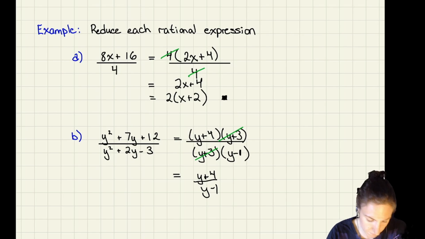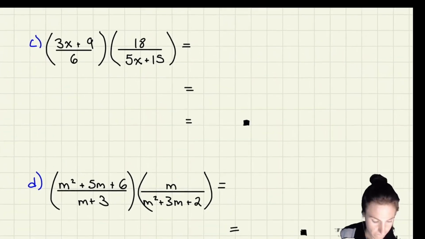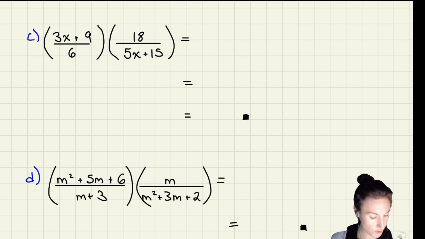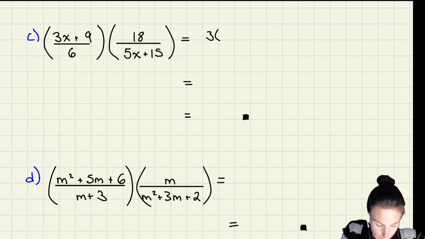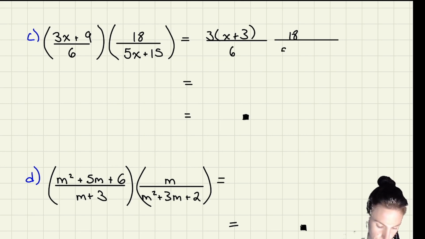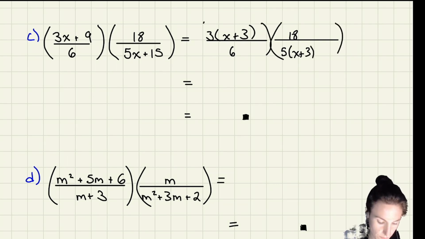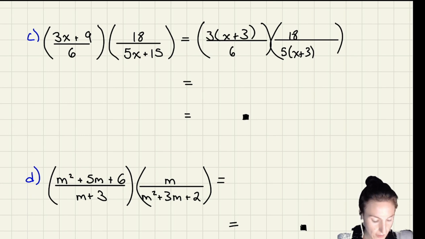and the bottom. For this next problem, we have two rational functions being multiplied together. So the first one, the numerator, we can factor out a 3, which means that we will have x plus 3. And then we can leave the 6. For the next one, I'm going to leave the 18, but on the bottom we can factor out a 5. And remember, these things are being multiplied by each other. And because of that reason, we can get rid of the x over 3.